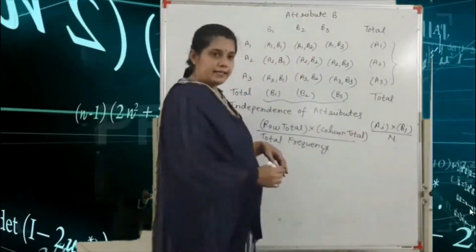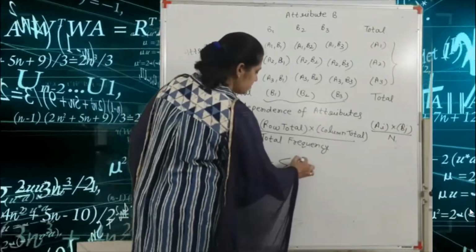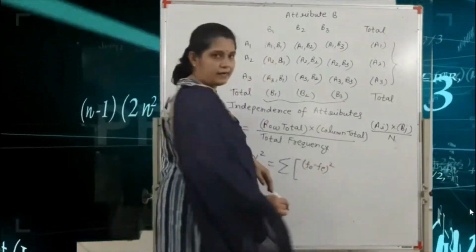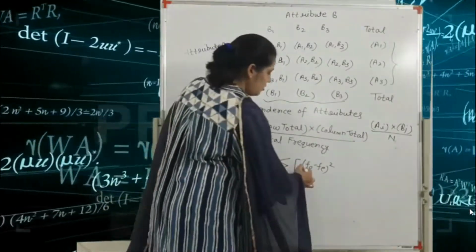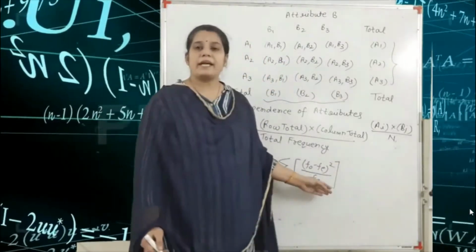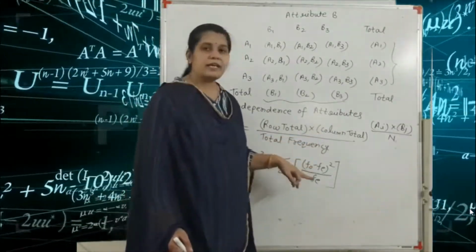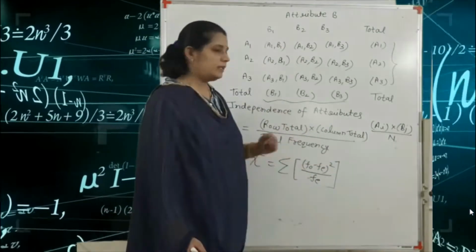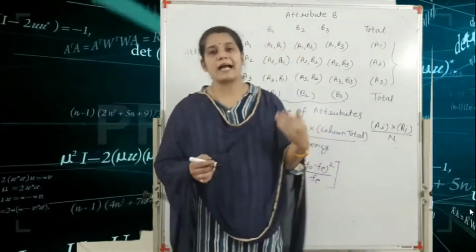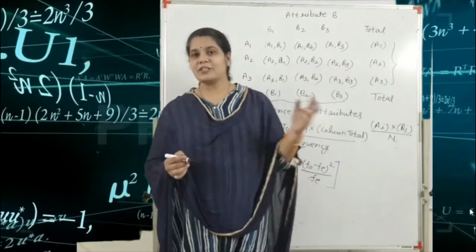divided by the total frequency. Okay, and here the formula of the chi-square is equal to what? The formula of chi-square is summation of (f0 minus fe) whole square divided by fe. Fe, that is the expected frequency, we find with the help of this formula. F0, that is the observed frequency, is already given in your question. And the degree of freedom for the chi-square test in a small sample is also given in your question. Okay, so let's start the example.